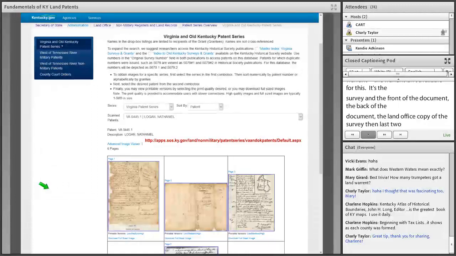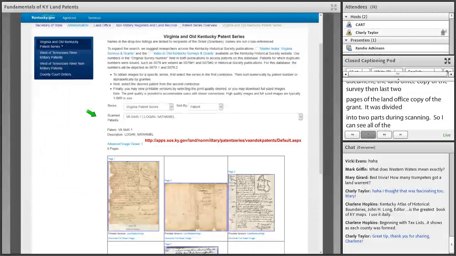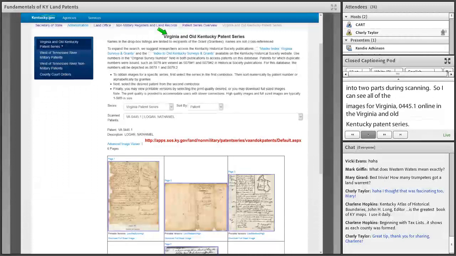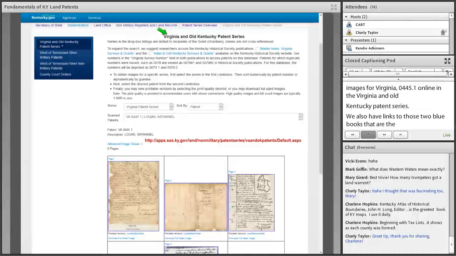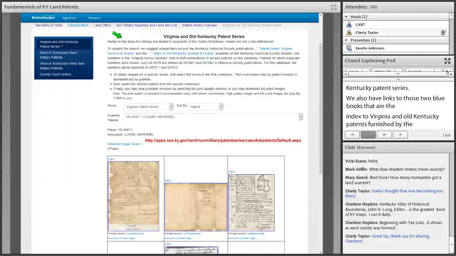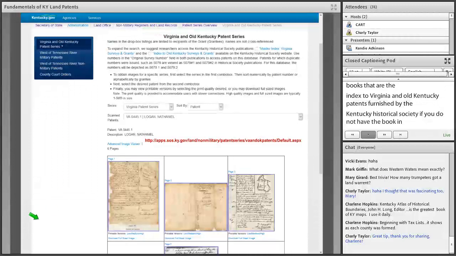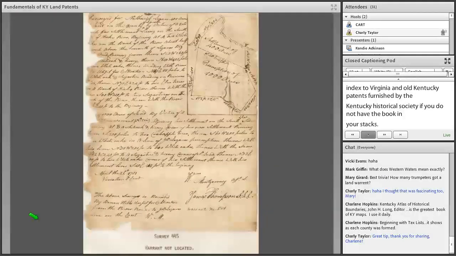So I can see all of the images for Virginia 0445.1 online in the Virginia and Old Kentucky Patent Series. We also have links to those two blue books that are the index to Virginia and Old Kentucky patents furnished by the Kentucky Historical Society if you do not have those books in your stacks. I have a feeling you do, though. Okay. That helps you get those patent numbers and double the names.